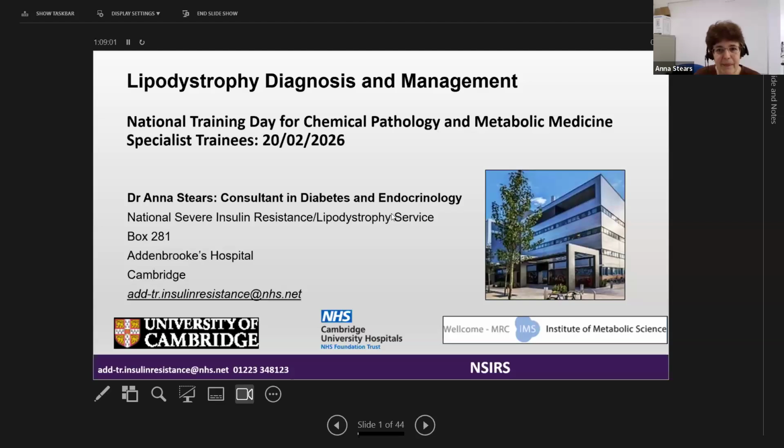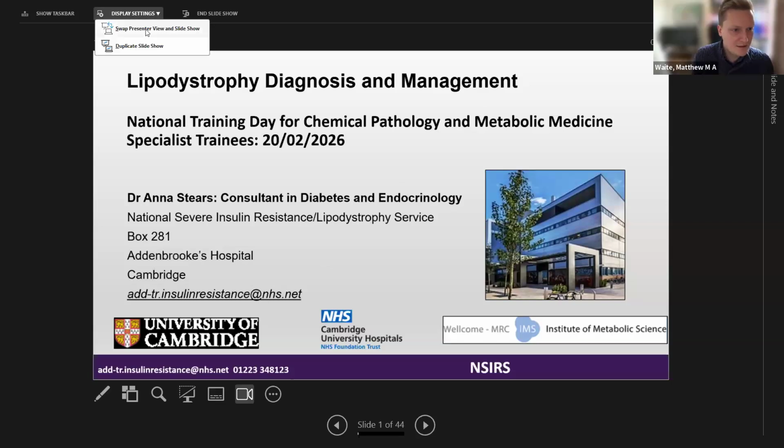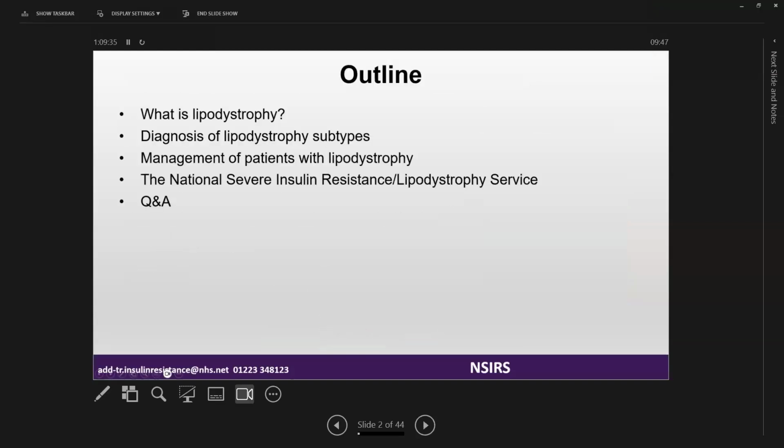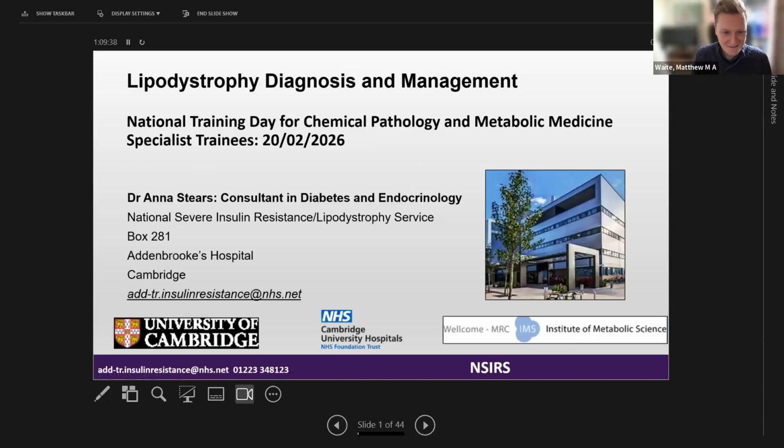Can you see that? Yes, I can. It's on the display settings at the top left. If you click swap presenter view and slideshow, how's that? No, that didn't change anything. Oh, actually it did on my screen. It looks all right. I've got a normal view. I think Matt's got a special view. Let me see if I can go forwards. Yeah, that works. It looks fine. Perfect.